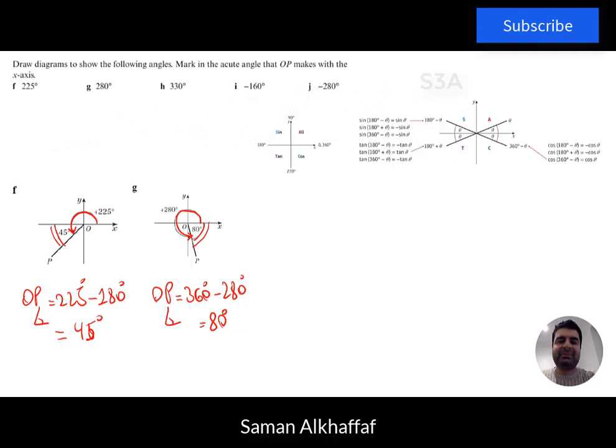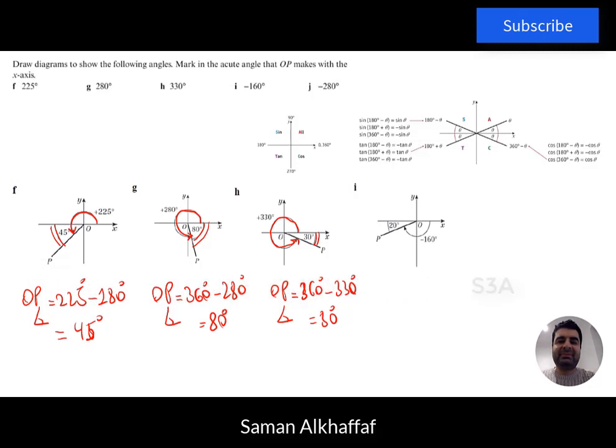For part H, we're looking at 330 degrees. Again, because it's positive, we're moving in the anti-clockwise direction, and the angle of OP will come from 360 degrees take away 330 degrees, so that will give us 30 degrees for the angle of OP with the x-axis as shown here.